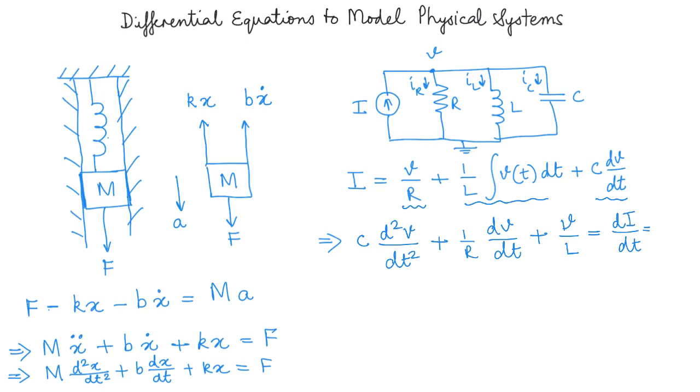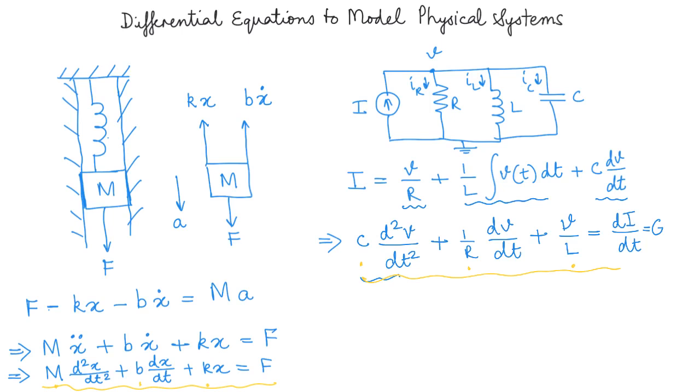Let's just call it q for now. Oh, actually q is confusing because q is also used for charge, so let's just use a function called g. Now you can see that this differential equation is very similar to the differential equation we have here, right? This is a second order differential equation with coefficients m, b, and k, and this differential equation has constants C, 1 over R, and 1 over L.